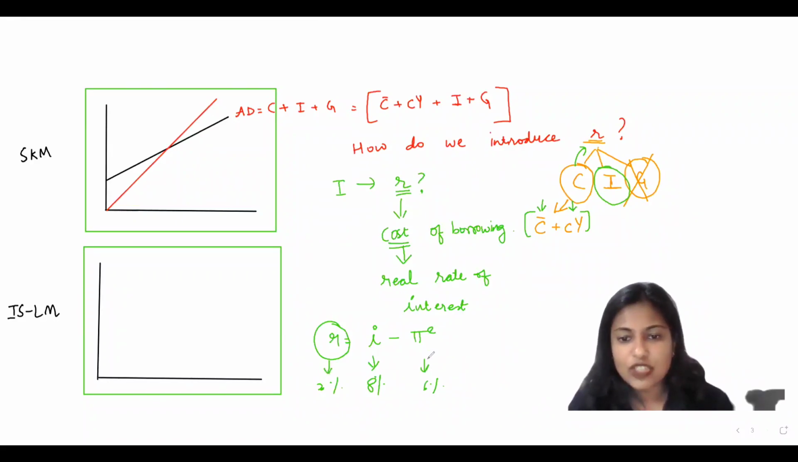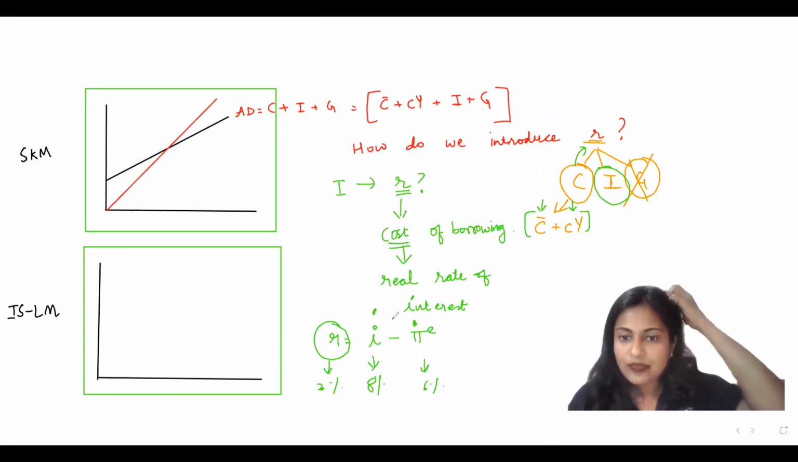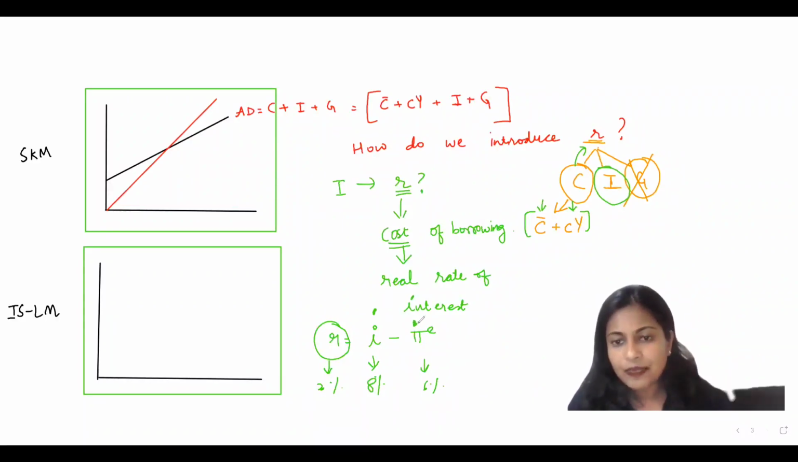If the inflation is very high, the nominal rate of interest will be high. So you can now connect these two, inflation and the interest rate. If inflation is very high, then the nominal rate of interest will be high, because the nominal rate of interest is the real rate of interest plus inflation.